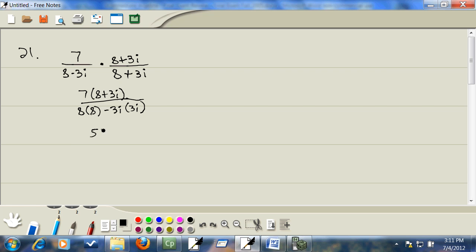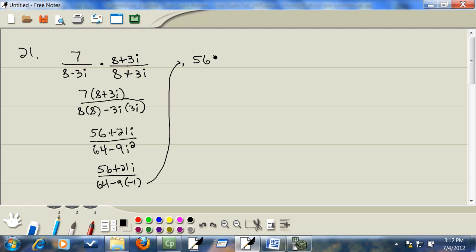7 times 8 is 56. 7 times 3 gives us 21i over 8 times 8 is 64 minus 3 times 3 is 9, and i times i is i squared. Now, standard form requires us to never have i squared or above. We just want i, so we have to get rid of that i squared. Well, remember i squared is equal to negative 1.